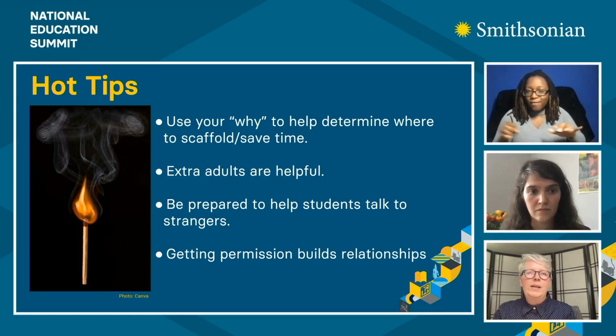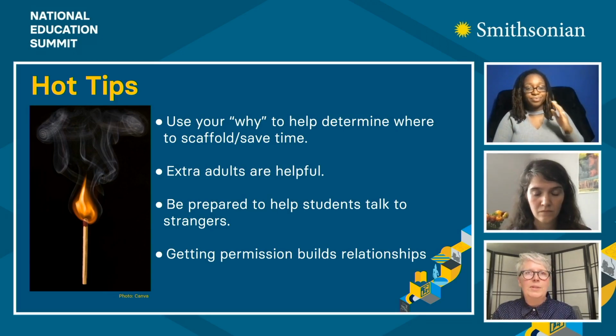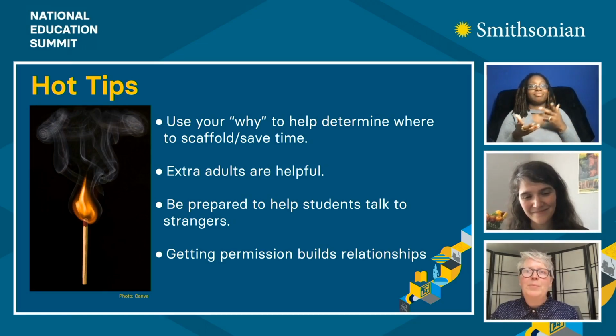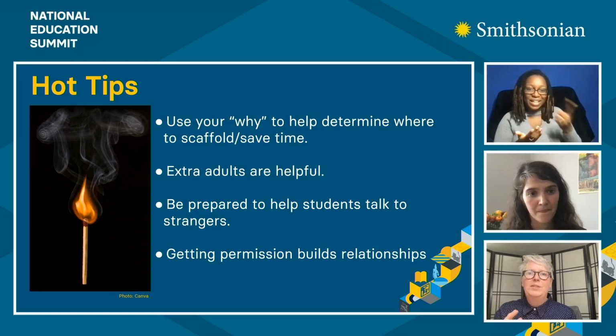Could be one. Extra adults are helpful, obviously, with this. With the activators were really key, but you could involve parents. In my experience, being in museums for a long time, you have to tell parents what to do explicitly. You cannot just say, show up and supervise, because they will be on their phones. So you have to tell them. Be prepared to help students talk to strangers, and then getting permission, as we talked about, builds relationships. Next slide.